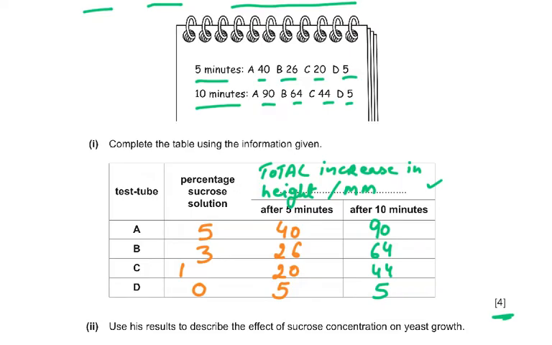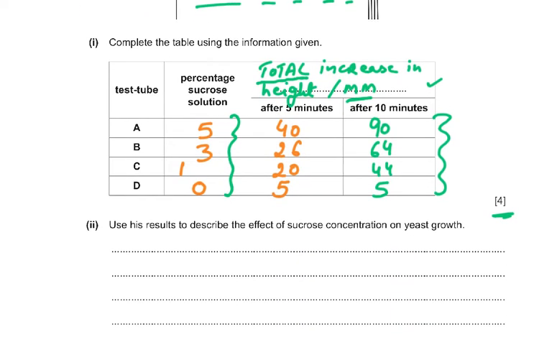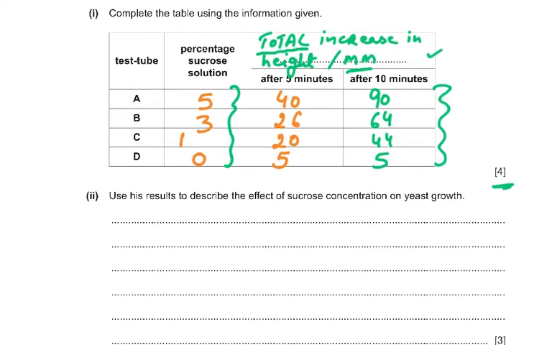So heading total increase in height was very important that you gave me this word total. And then heading units millimeter, this got you another mark for this 2 marks. Then sucrose concentrations entered correctly, this one got you 1 mark. And then all this data entered correctly got you 1 mark, both the columns. Use his results to describe the effect of sucrose concentration on the yeast growth.